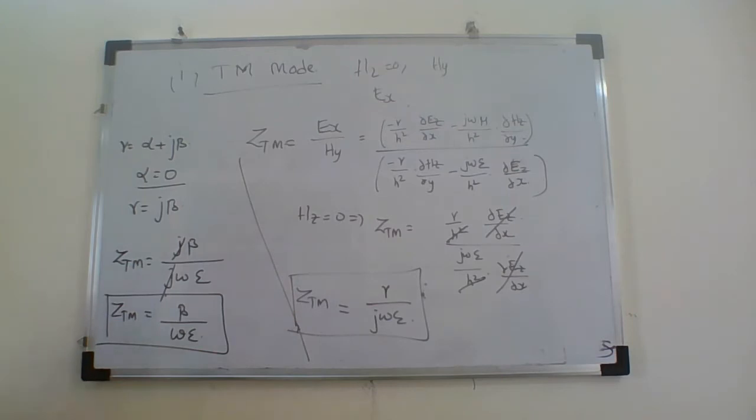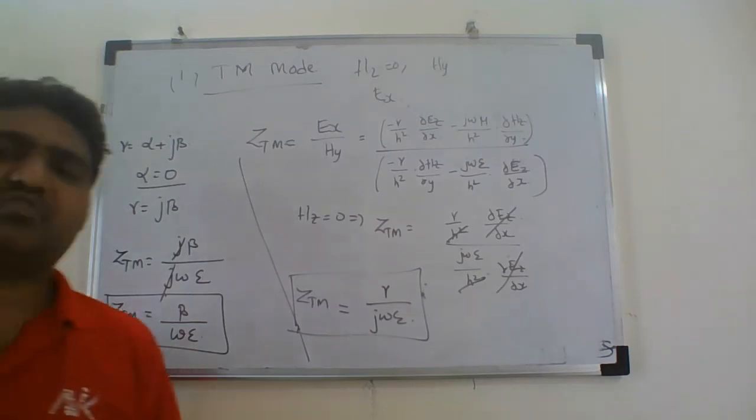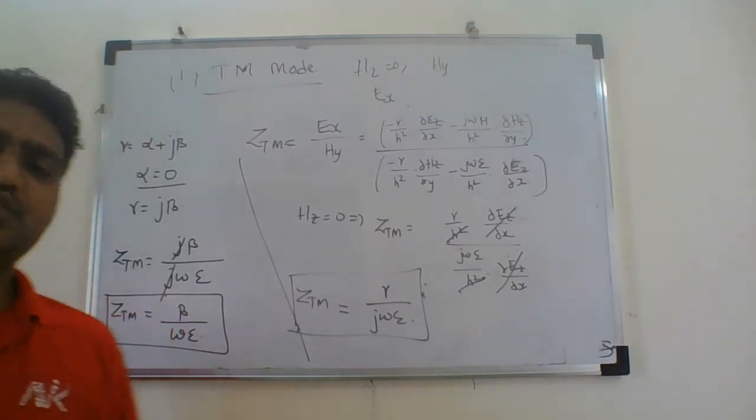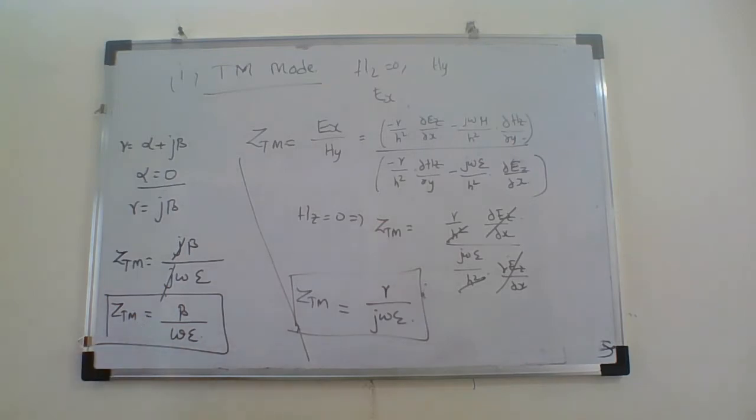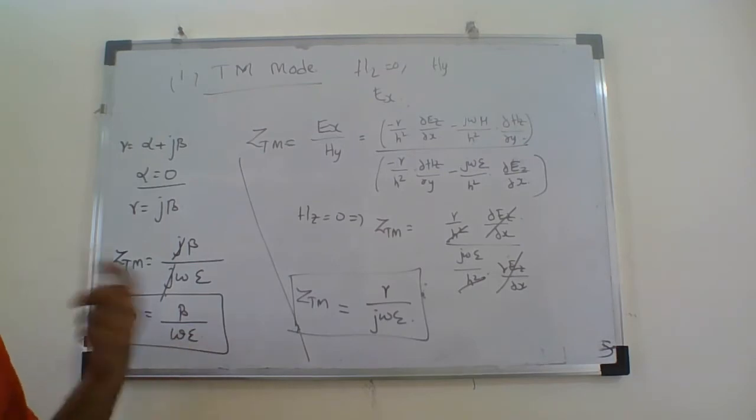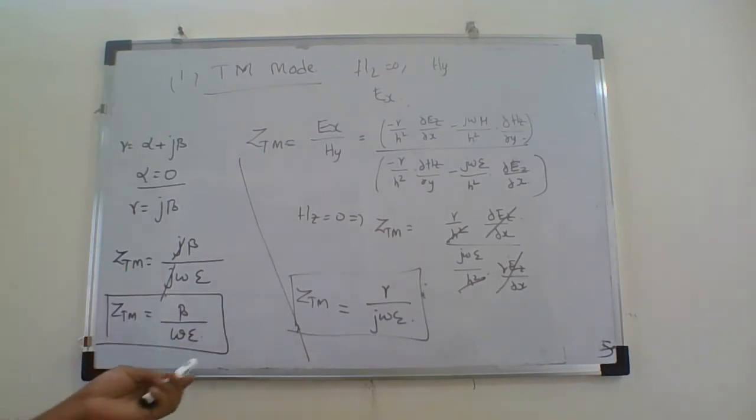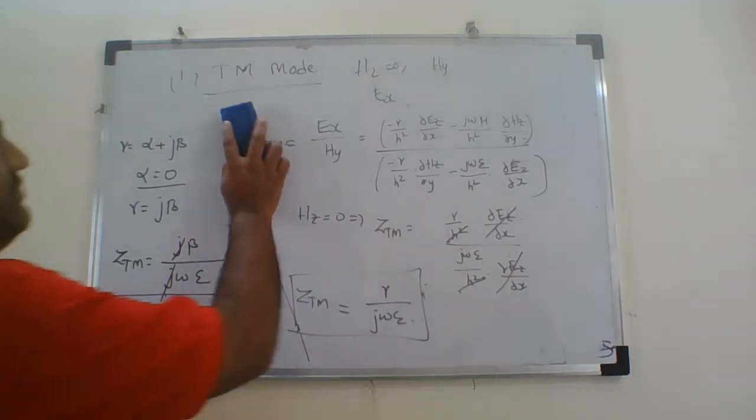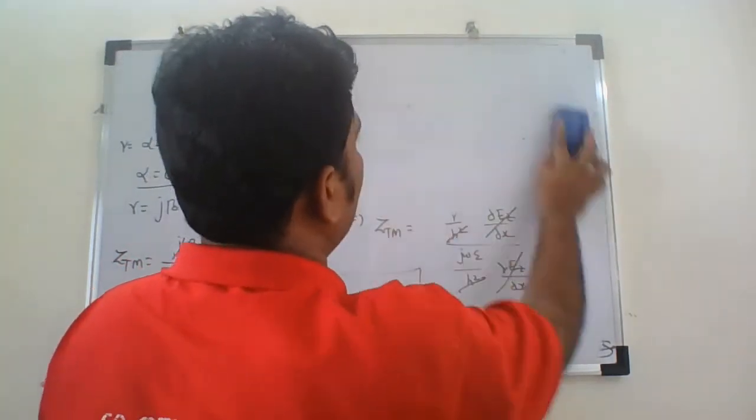So if the beta value, omega value and epsilon are given, we can calculate the transverse magnetic wave impedance. Most of the time, we will be given frequencies instead of beta, so we can further modify this expression and get it in terms of frequency. We could stop here also, it doesn't matter, but let us express the same thing in terms of frequencies.